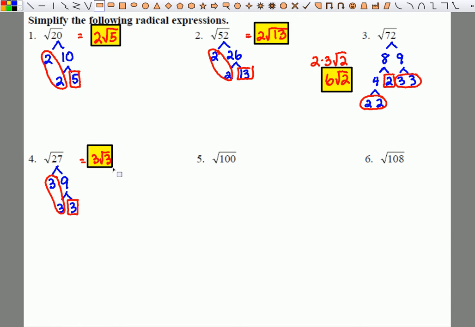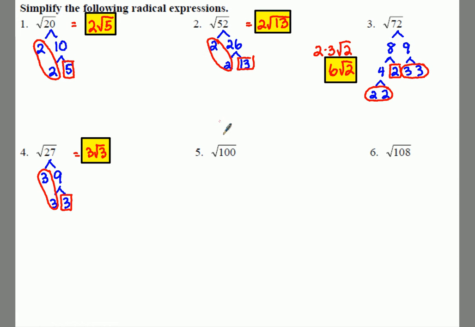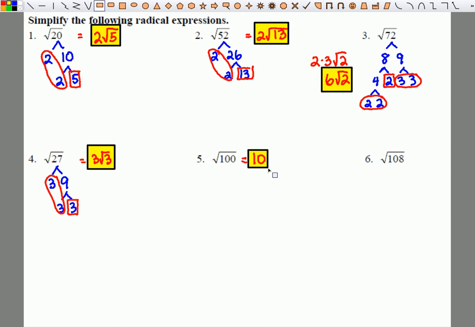And then finally, let's do number 5. Here with number 5, well, actually 100, this is where it's helpful to know your perfect squares. 100 is actually a perfect square. So for this answer, you just get a 10. And that is your final solution. That's how you simplify radical expressions.